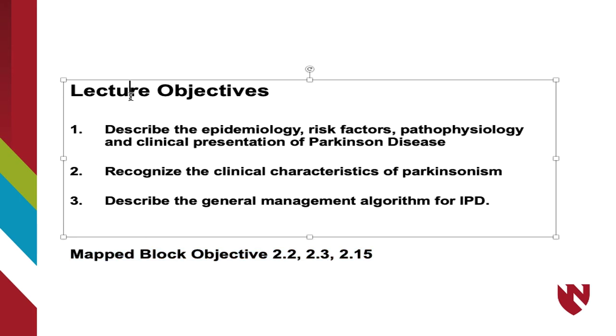And what are these lecture objectives that are given, that are my starting point? Number one, at the end of my lecture to them about Parkinson's disease, I want them to be able to describe the epidemiology, risk factors, pathophysiology, and clinical presentation of Parkinson's disease. Number two, I want them to be able to recognize the clinical characteristics of Parkinsonism. And number three, I want them to be able to describe the general management algorithm for idiopathic Parkinson's disease.